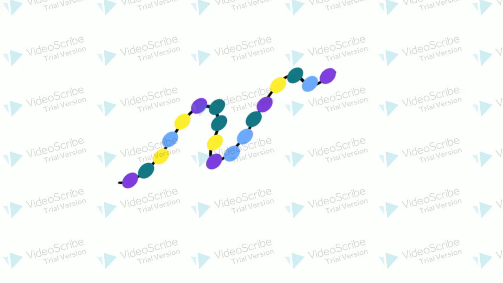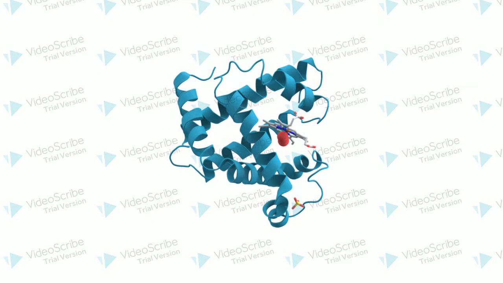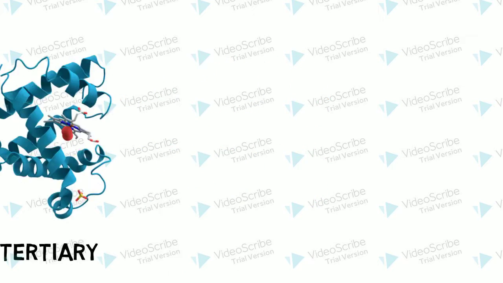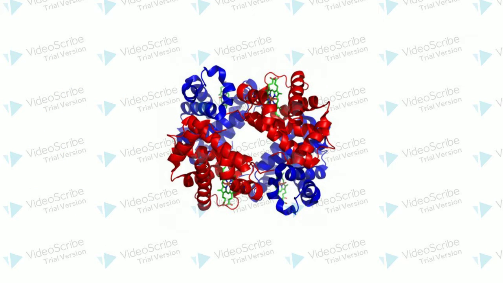To become a functioning protein, it will begin to hydrogen bond with itself, which will result in its secondary form. Next, bonding between the R groups of the amino acids will result in the tertiary form. And finally, many tertiary proteins will come together to form a quaternary structure, such as this hemoglobin, where it'll be ready to perform its function as a protein.